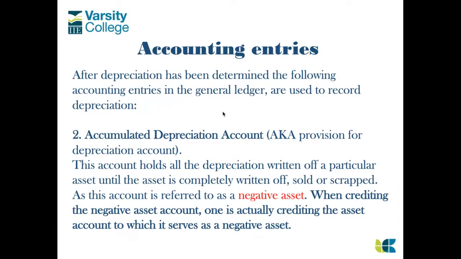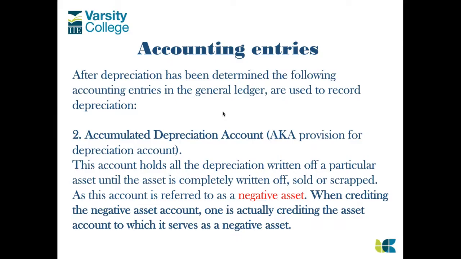Now, accumulated depreciation, also known as provision for depreciation account, is a negative asset. All right, it's a negative asset. What do we mean by a negative asset? Assets always increase on which side? On the debit. But you see, accumulated depreciation is special because it increases on the credit side. But now when you think about it, why? Why does it increase on the credit side?